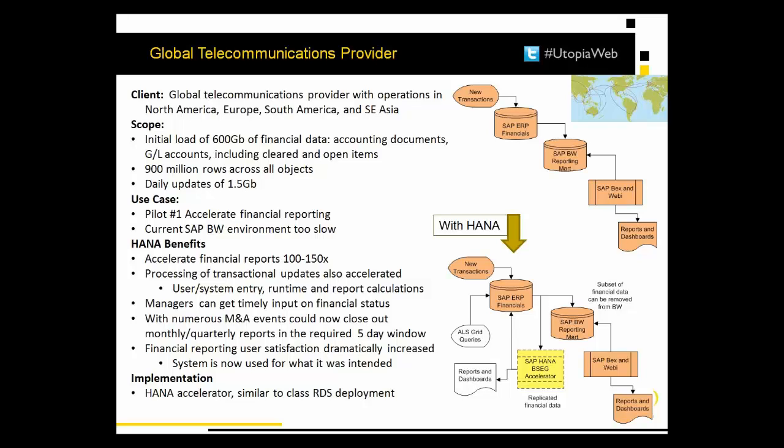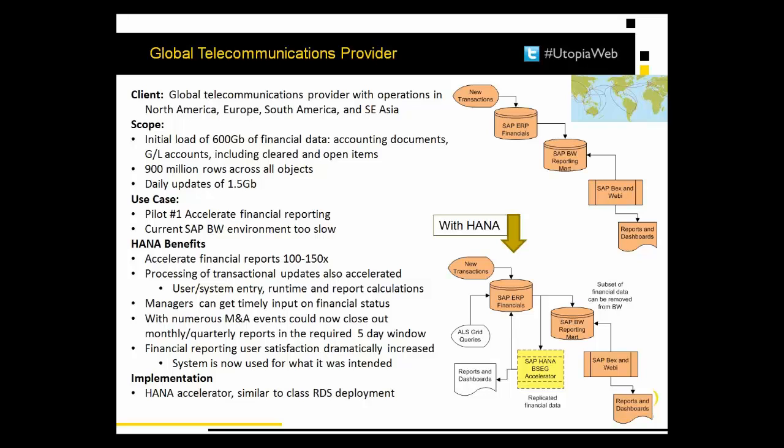So when you run the report in ERP, it looks like you're pulling the data from ERP, but you're actually pulling it from HANA at a much faster throughput. And since, by the way, the data is now in HANA, you can connect reports and dashboards to that data rather than connect it to the SAP BW reporting mart.